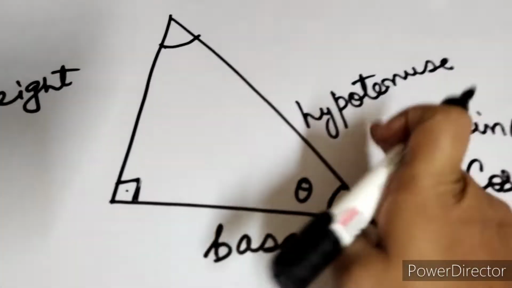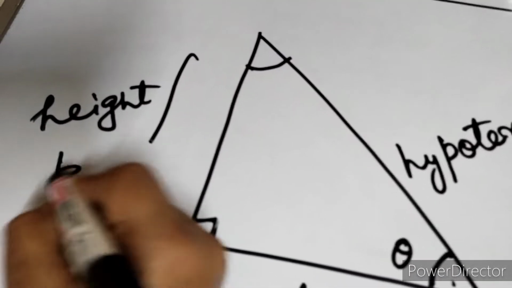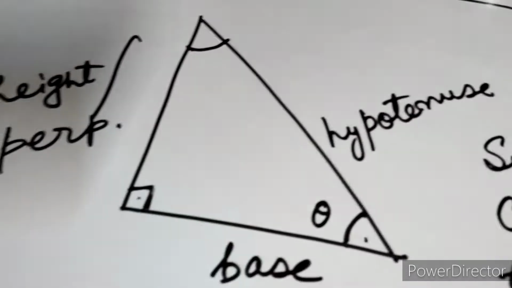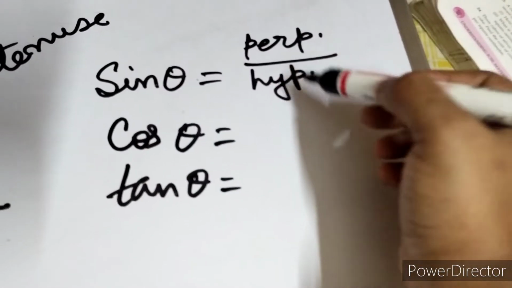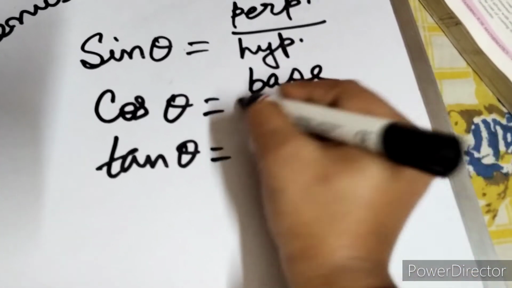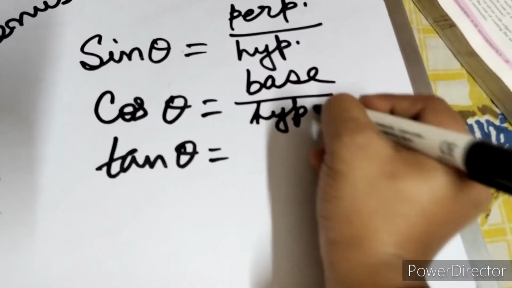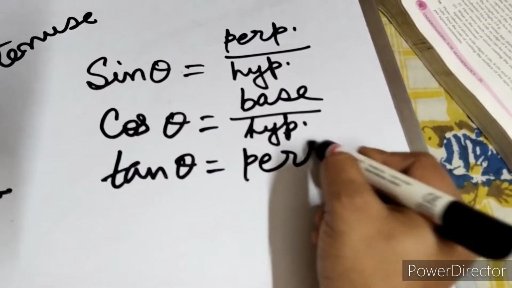Sine theta is perpendicular by hypotenuse. Height by hypotenuse or perpendicular. We can also say this as height or perpendicular. Okay, perpendicular by hypotenuse. So sine theta is what? Perpendicular by hypotenuse. Cos theta is base by hypotenuse. And tan theta is perpendicular by base.